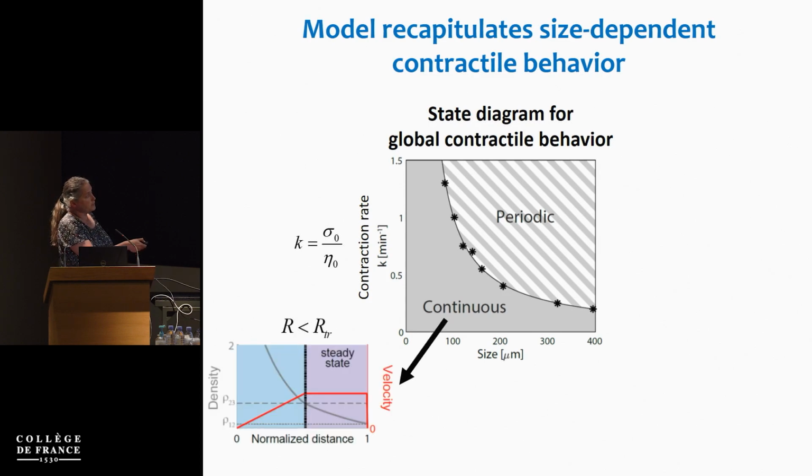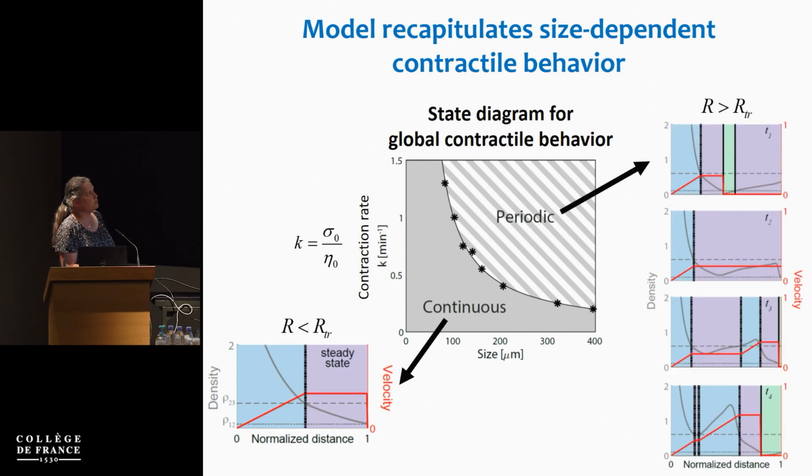So in this regime, the system will stabilize. You will start with whatever initial conditions you want, and the system will stabilize with this region of contracting. This is showing you kymographs, showing you the density and the velocity as a function of distance from the inside to the outside. In this regime, the system will stabilize on a steady state.